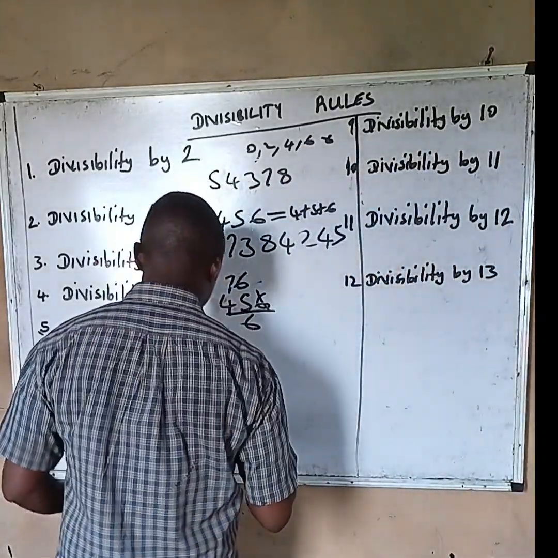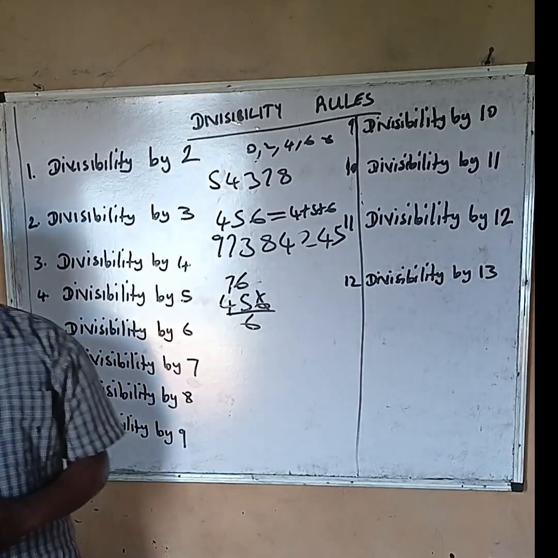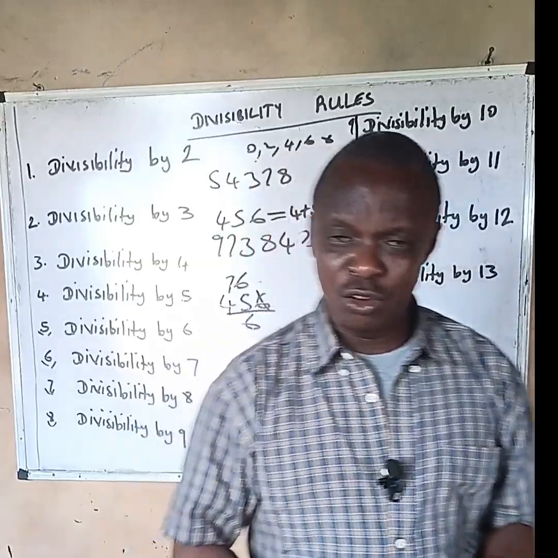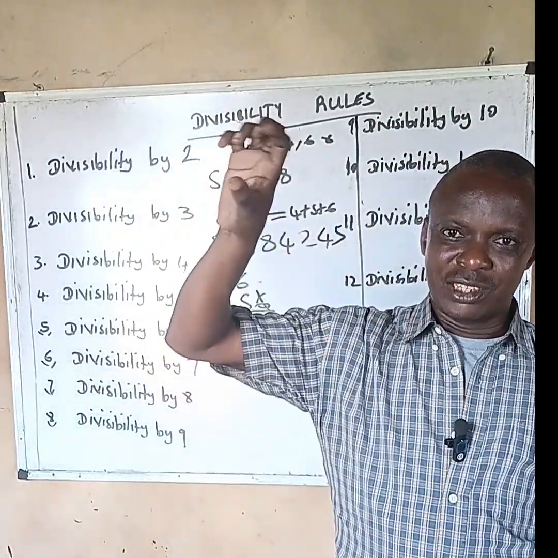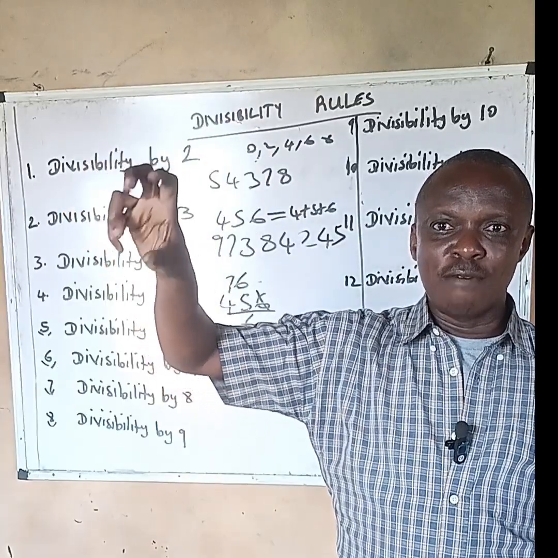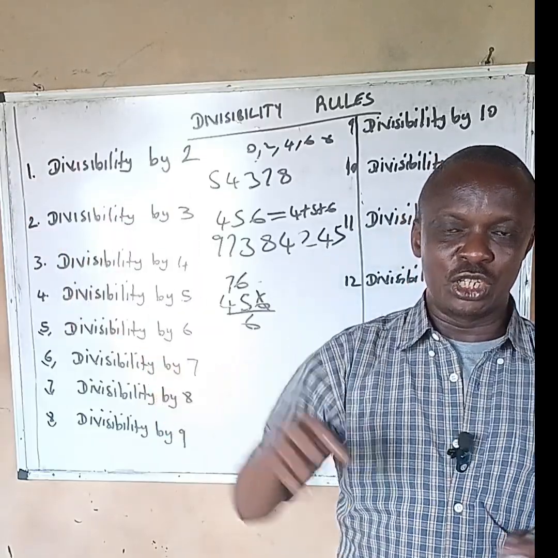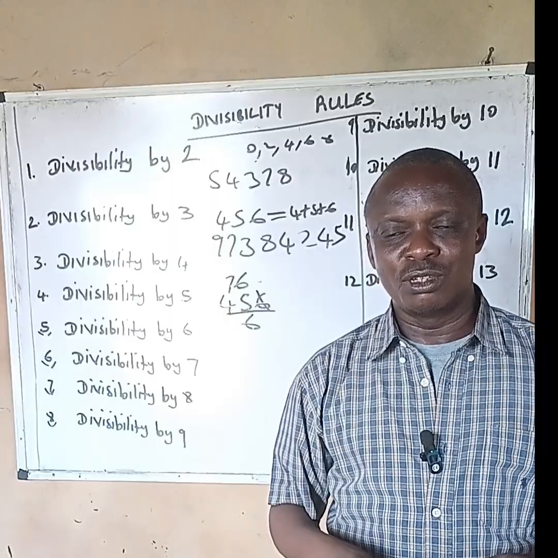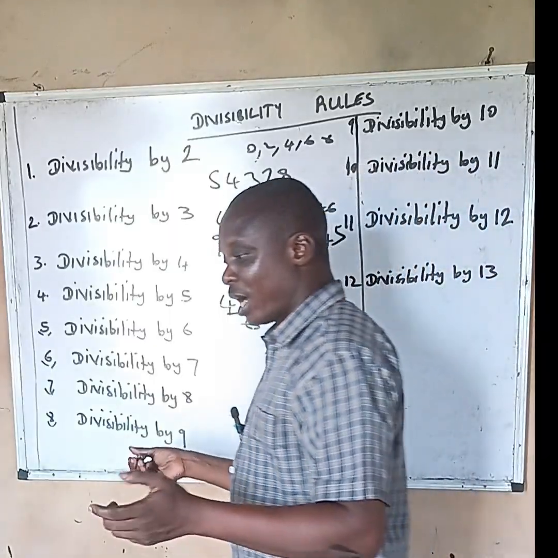Now, 7. How do you know when 7 can divide a number? Just take the last digit and double it. After you have doubled the last digit, subtract it from the remaining digits. If the answer you get is divisible by 7, then 7 can divide that number.